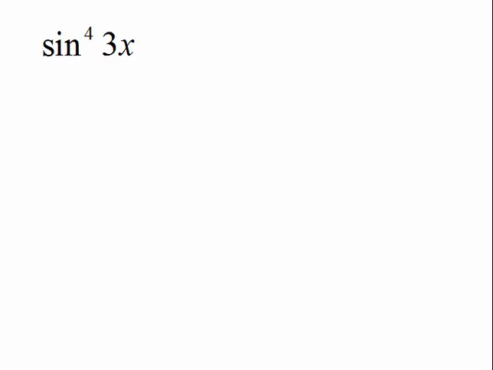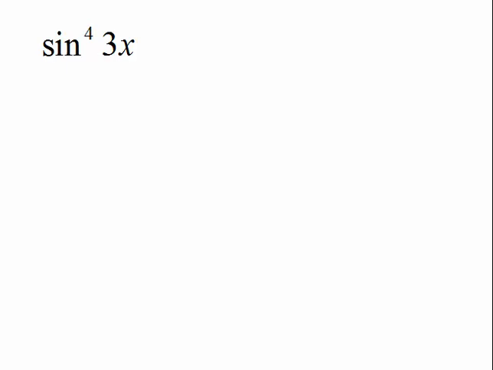So we want to take this trig function that has a power on it. We've got sine to the fourth 3x, and we want to use a half angle identity so that we can get this down to trig functions that are of the first power. So we want to get rid of that to the fourth by using these identities.